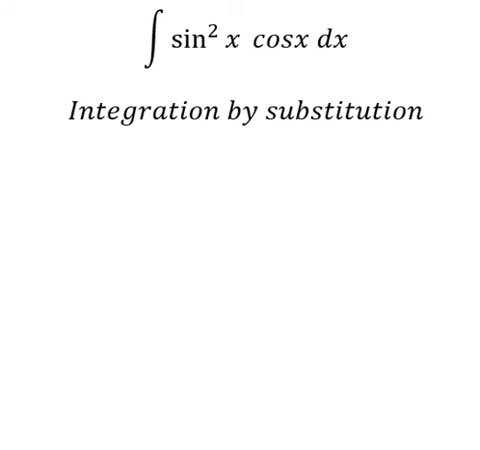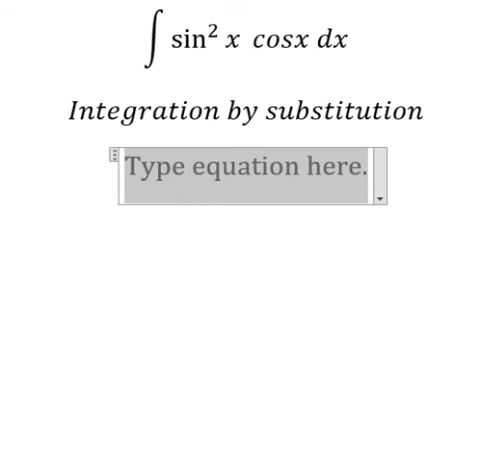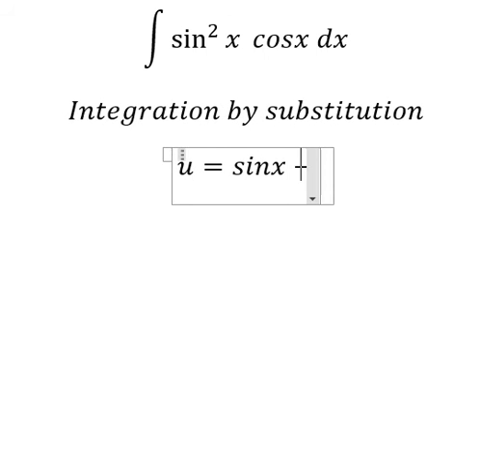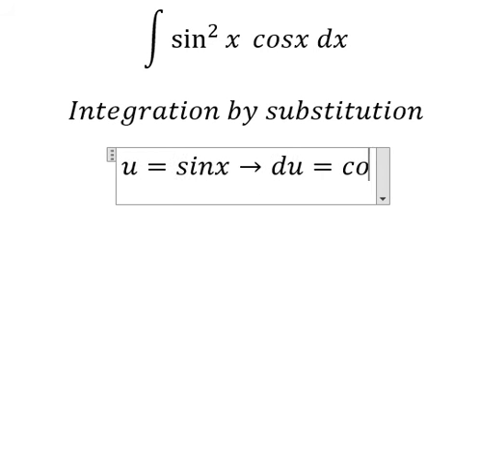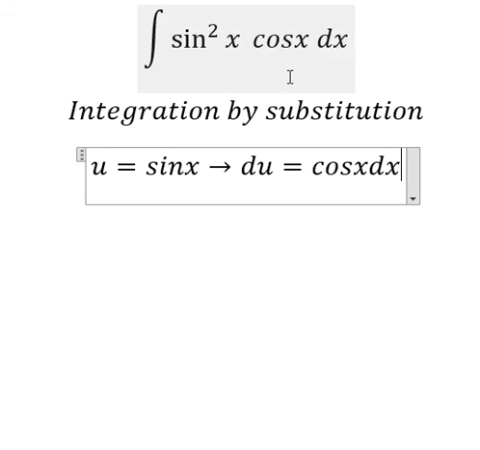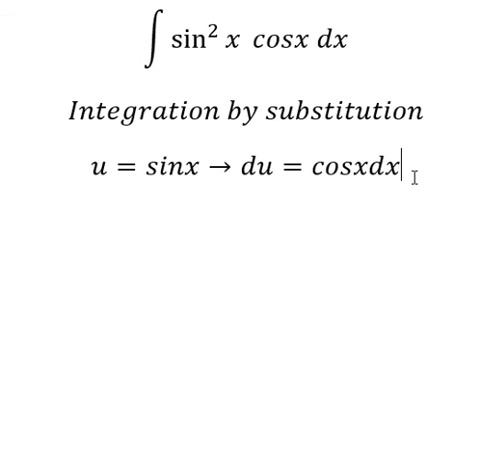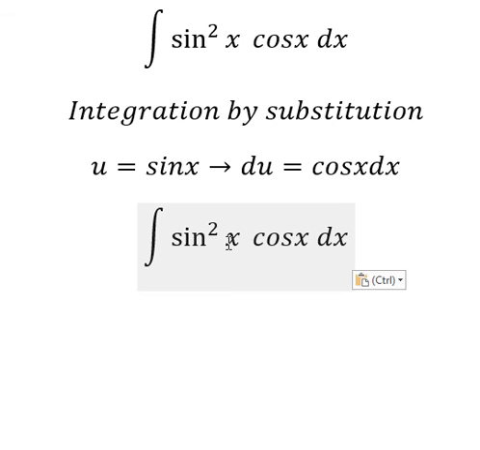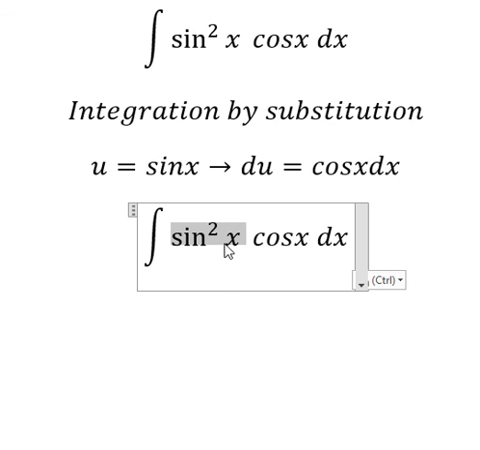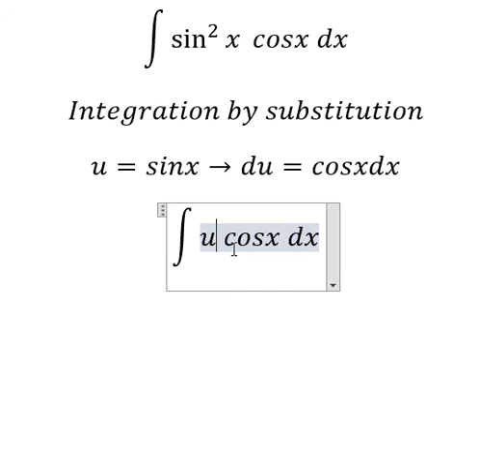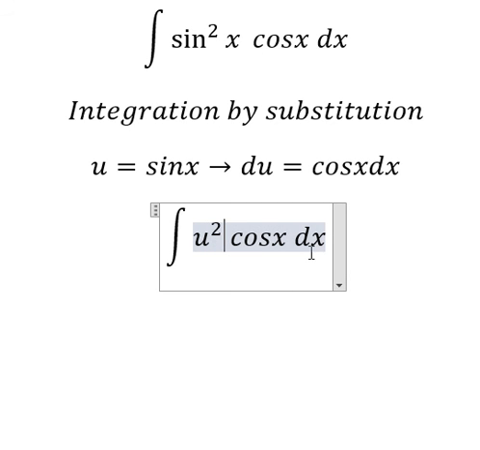So I will put u equals sin x. So we take the first derivative of both sides. You have du equals cos x dx. This one we change for u and you will have u squared. Cos x dx we change for du.